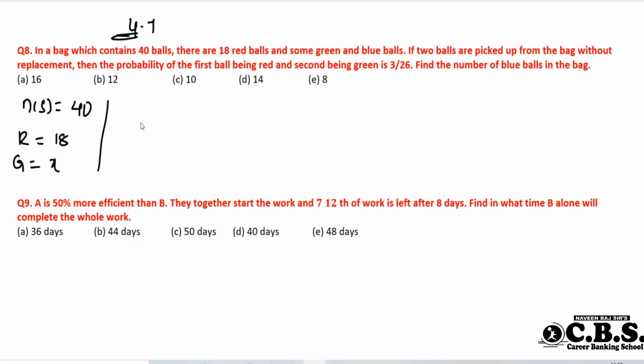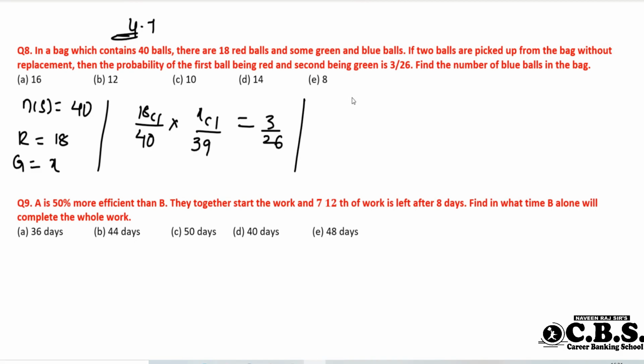Okay, so what is the probability in this question? How many balls are picked up randomly? There are 2 balls picked up randomly. Probability of the first: there are 40 balls, so red balls are how many? 18C1 upon 40. Without replacement, so upon 40, 1 ball is picked up. How many balls are left over? 1 ball is taken, so 39 are left. How many balls are green? There are x balls, xC1. The total probability is given as how much? 3/26. Okay, clear.